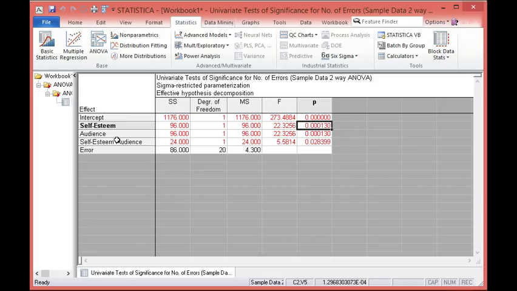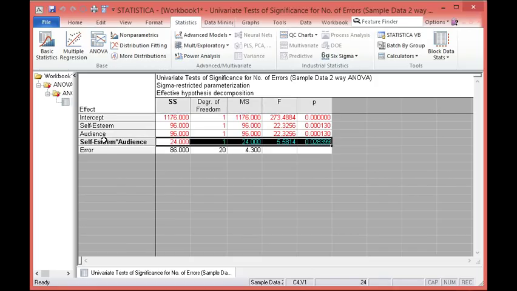Next, in terms of audience, we can see also that the probability value for the F-test is less than 0.05, which means that, again, audience, their presence or absence, has a significant effect on the number of errors committed by the participants.